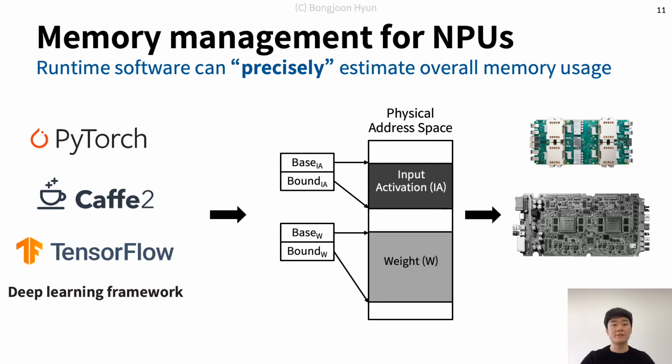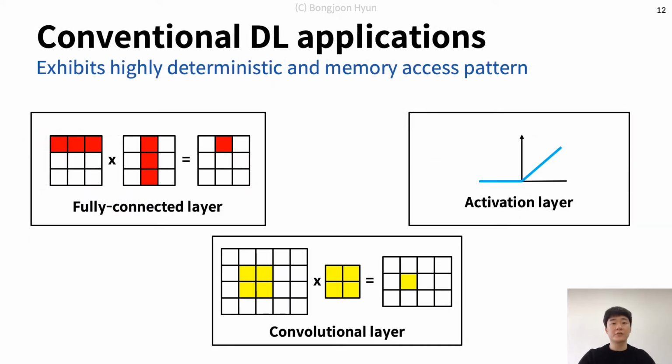As shown in this slide, for instance, the key input data structures, the input activations and weights, are allocated in large segments within the physical address space, and the NPU utilizes the base and bound addresses to index its physical memory. So coming back to the question, why do NPUs primarily use a scratchpad memory and a DMA?